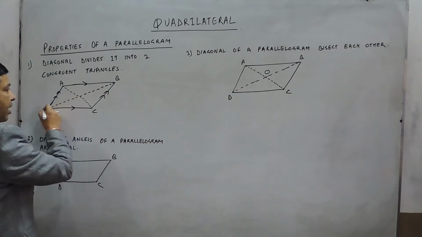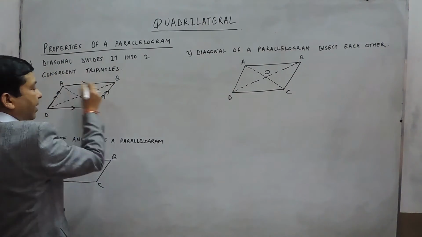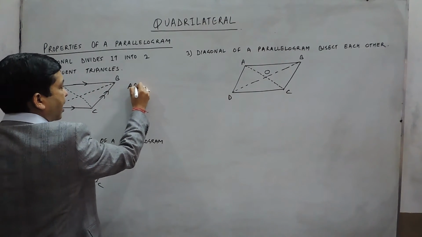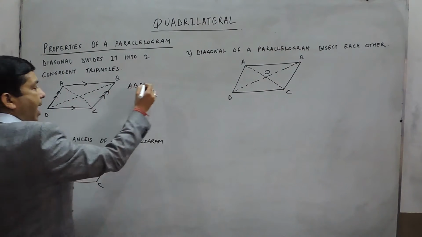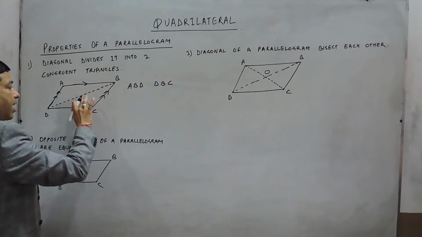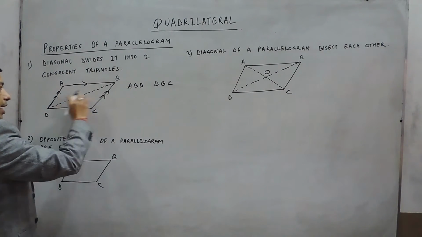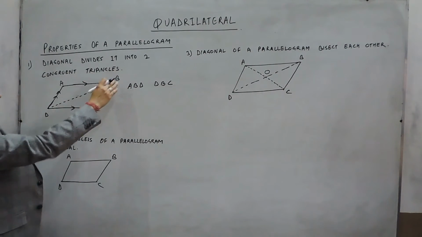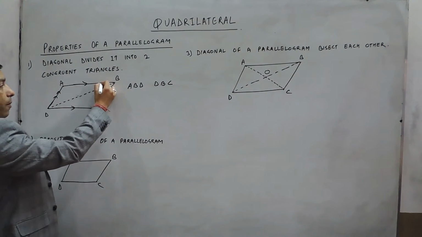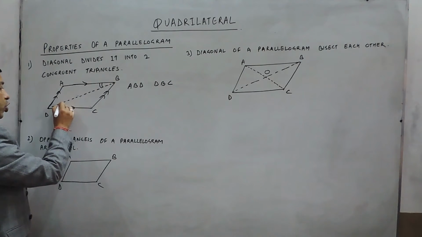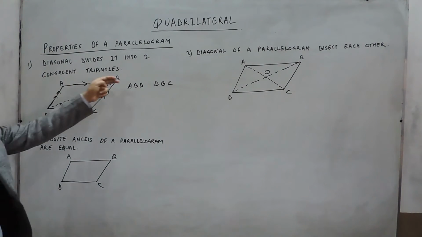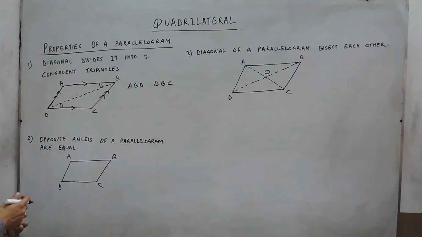Suppose we have a diagonal BD. BD will cut the parallelogram into two parts, that is a triangle ABD and a triangle DBC. This diagonal has divided the whole parallelogram into two parts. Now this angle should be equal to this angle, because these two are parallel lines and this is a transversal.